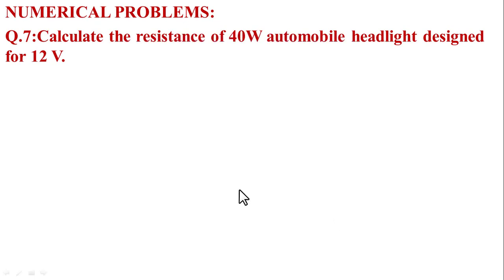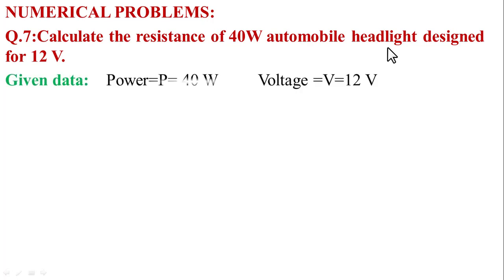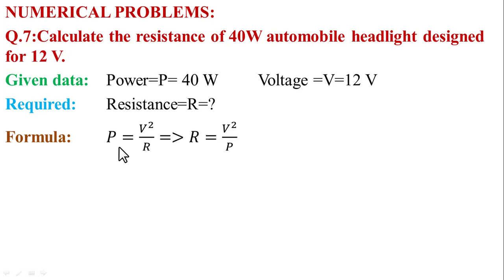In question number 7, calculate the resistance of a 40 watt automobile headlight designed for 12 volt. So here the given data: power P is equal to 40 watt and voltage V is equal to 12 volt. Then we can find the resistance R, using the formula P is equal to V square upon R. This implies that R is equal to V square upon P.